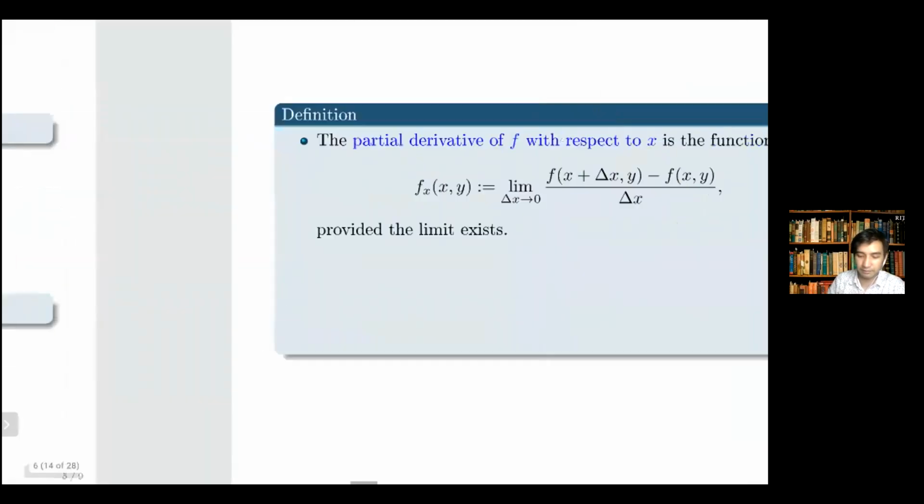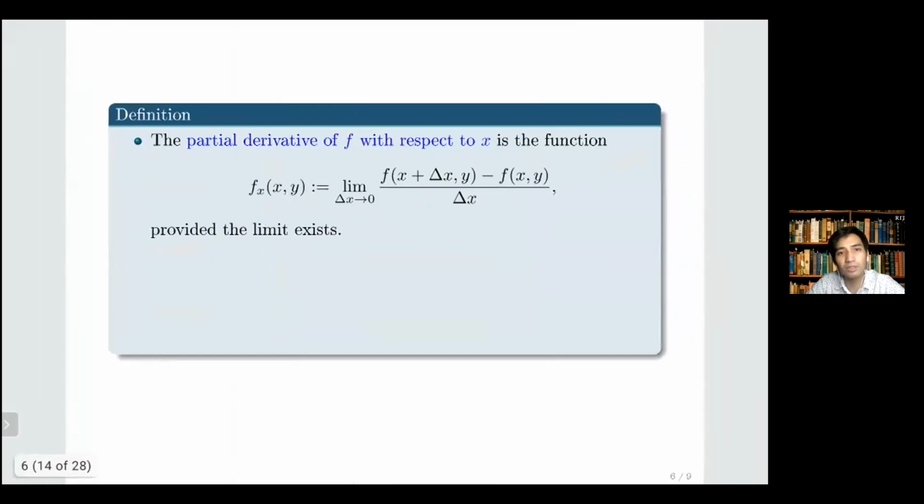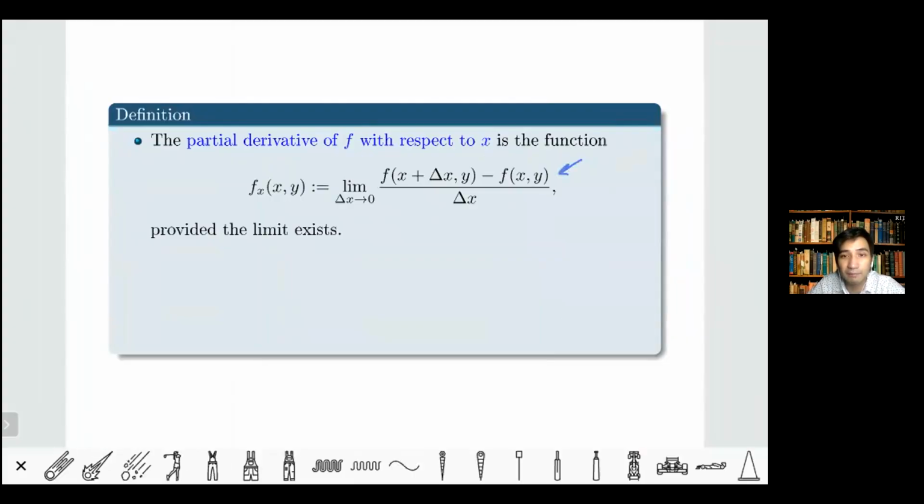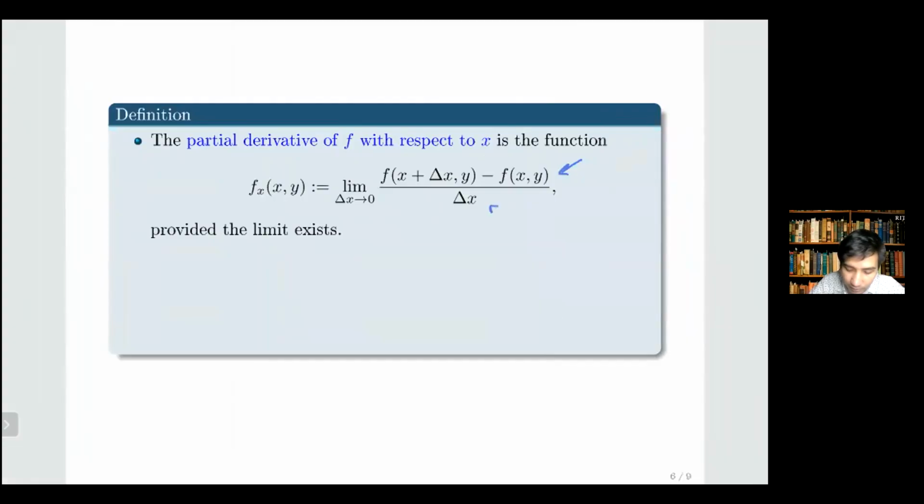Okay. So yung formal definition is given by the following. So the partial derivative of f with respect to x, it's the same thing. So you look at the change in the output when you change the input.